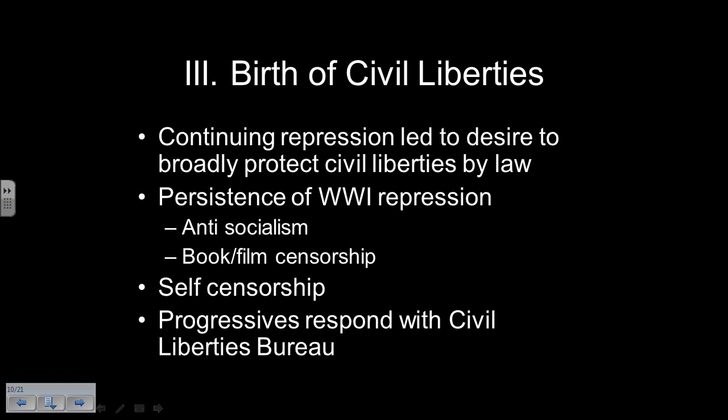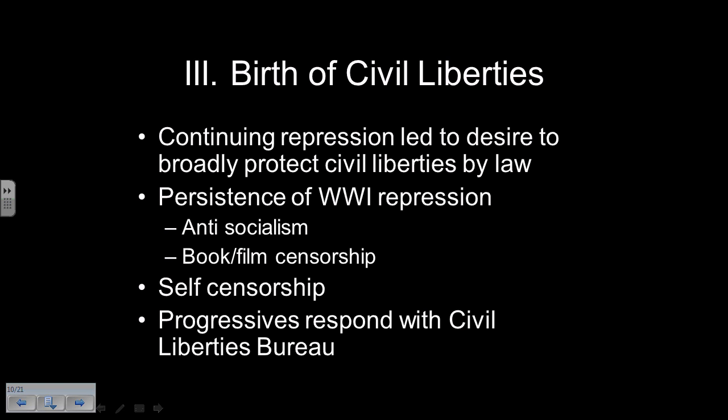Fine. But now the government is in the control of a conservative president, a conservative Congress, and a conservative Supreme Court. And the people who want to protect the little guy no longer have faith in the government. Because the government used to expand and take care of people, and now it's rapidly contracting and letting people fend for themselves. So these reformers, these people who want to help, these people who want to fight against continuing anti-socialism and book and film censorship, which is a holdover from World War I, start looking in a different direction.